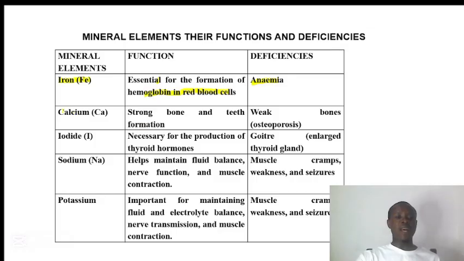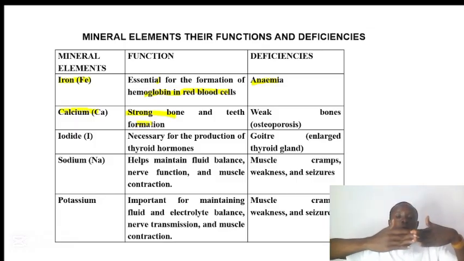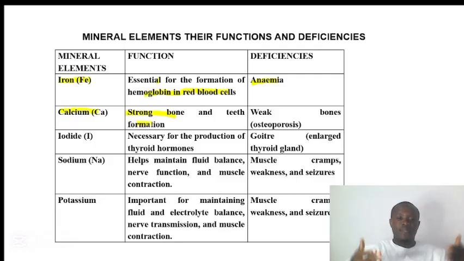The next one we have is calcium. Calcium is needed for strong bone and teeth formation. So if a person lacks calcium, the person will experience what we call rickets, or you can call it weak bones. As I explained, in children the legs can open up, or the legs can form what we call knock knees, or open up and form what we call bow legs.